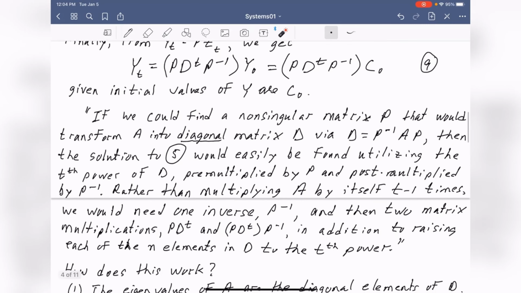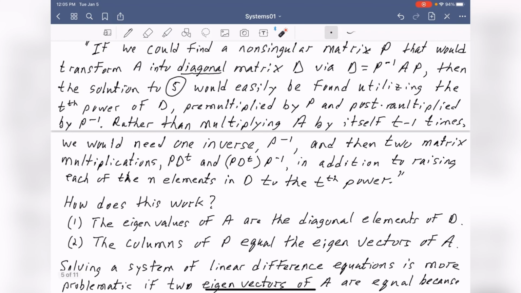If we could find a non-singular matrix P that would transform A into a diagonal matrix D via this transformation, the inverse of P times A times P, then the solution to the original problem, 5, would easily be found utilizing the tth power of D, pre-multiplied by P and post-multiplied by the inverse of P. Rather than multiplying A by itself t minus 1 times, we would need one inverse, the inverse of P, and then two matrix multiplications, P times D to the power t and then that multiplied by the inverse of P, in addition to raising each of the n elements in D to the tth power.